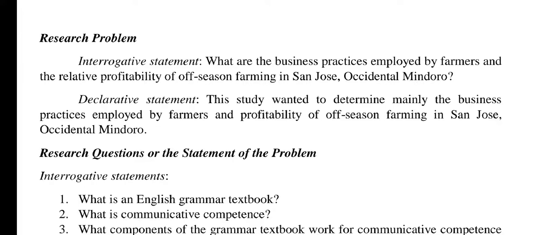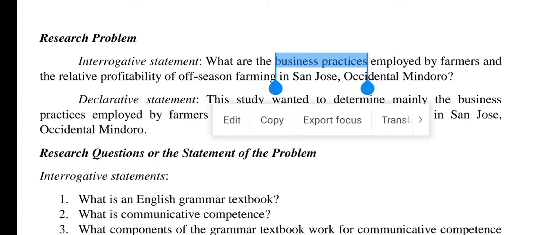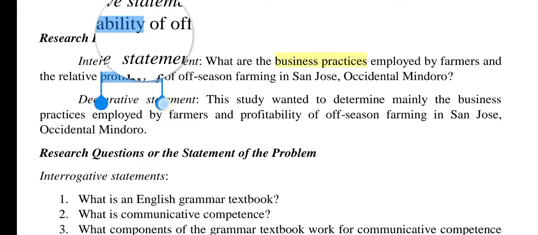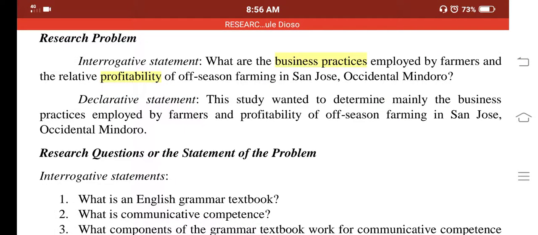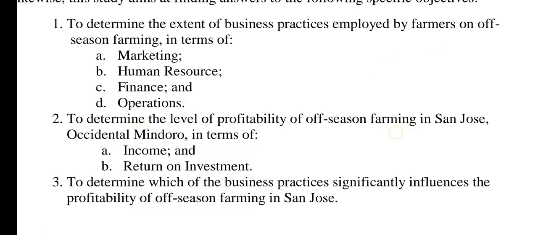So again, we have to go back with your variables. We have to identify first the independent and then the dependent variable. It should also be in the statement of the problem. So as we can see, the independent variable here, or the element or variable that causes changes or influences the other variable, is the business practices. Okay, so what are being influenced, what are being changed, what are being affected? So that would be the profitability. Okay, so this would be your dependent variable.